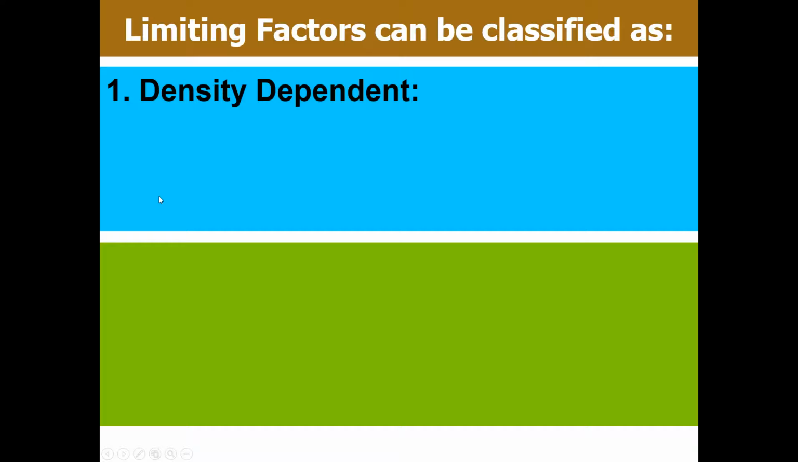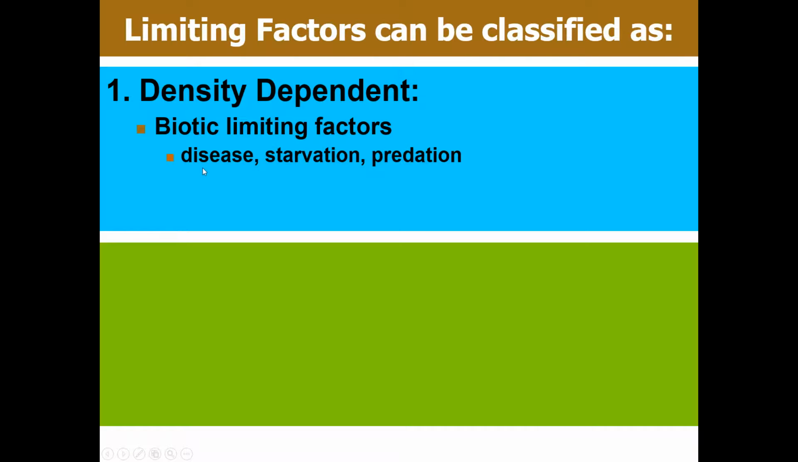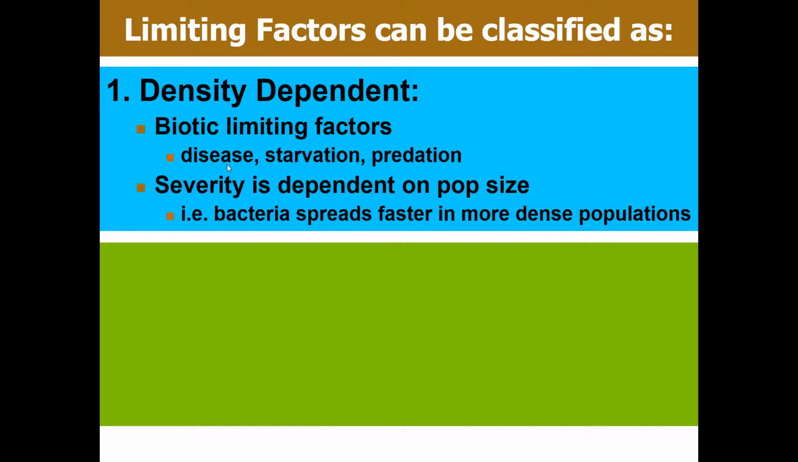Limiting factors can be classified as density dependent. These are biotic limiting factors, things like disease, starvation, and predation. The reason that they are density dependent is because if there's a disease in a population and the individuals live closely together and there's more of them, then they are more likely to spread the disease. For example, bacteria spreads faster in more dense populations. Or, to make it related to today's, in 2020, COVID spreads faster if you are in bigger groups, and that's why we isolate.